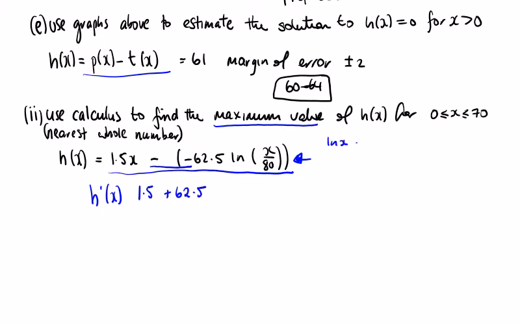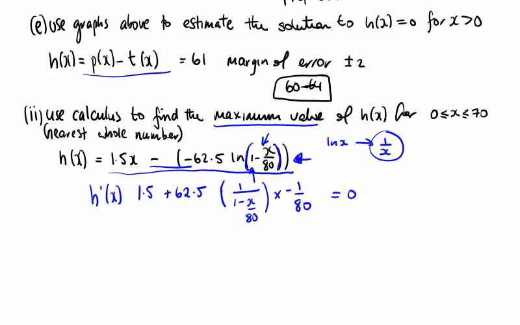We know that ln x, when we differentiate it, goes to 1 over x. So in this case, it's going to go to 1 over, oh, I've written this out wrong. I left out the 1, just put it in there now. So it's the natural log of 1 minus x over 80, so 62.5 times 1 over this guy in here, which is 1 minus x over 80. And then we have to multiply by the differentiated bracket. So if we differentiate this, we're just going to get minus 1 over 80. So multiply by minus 1 over 80. And we would have to let this equal 0.